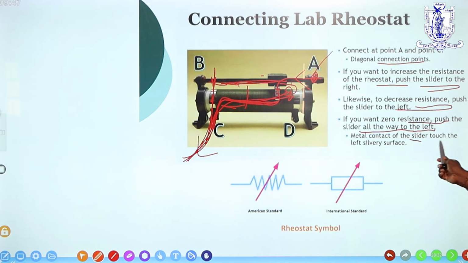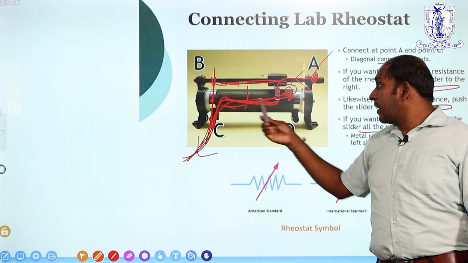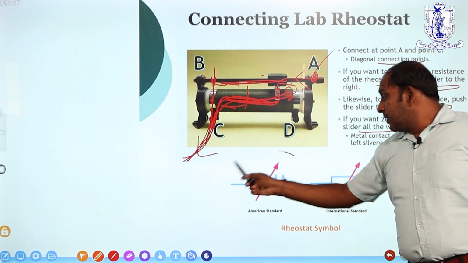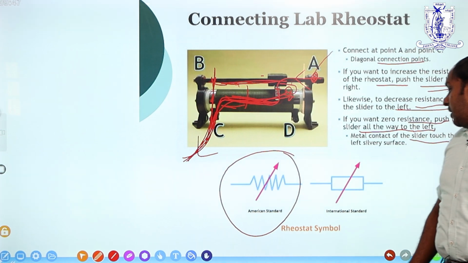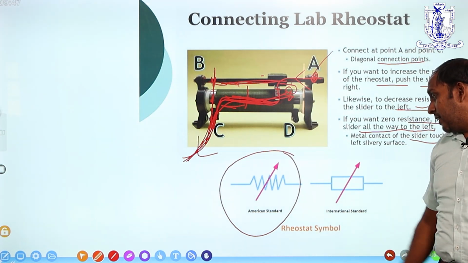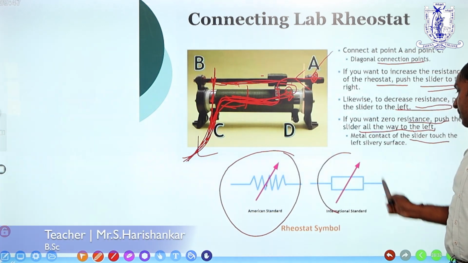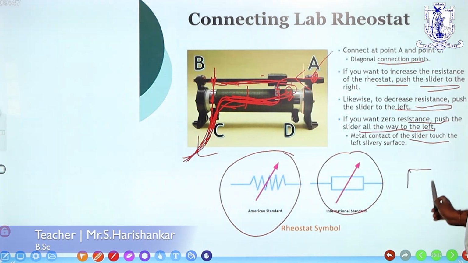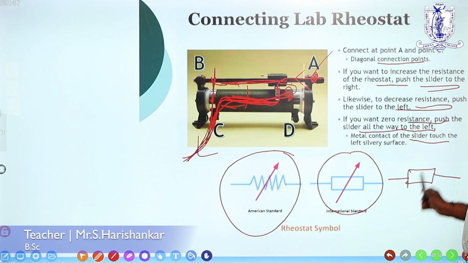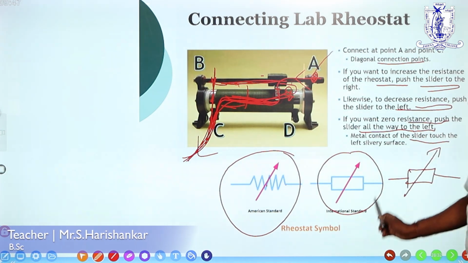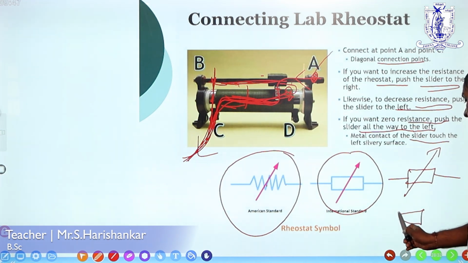The metal conductor slider touches the left, silvery surface. This is the symbol of the rheostat, the American standard. Although both are the same, sometimes a box is shown for the variable resistor or rheostat. The arrow mark is important, and the fixed resistor has only this one.